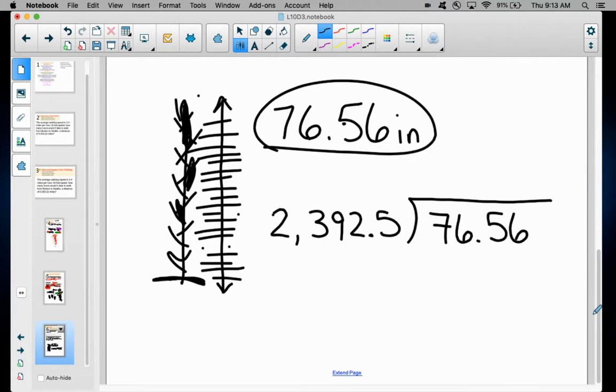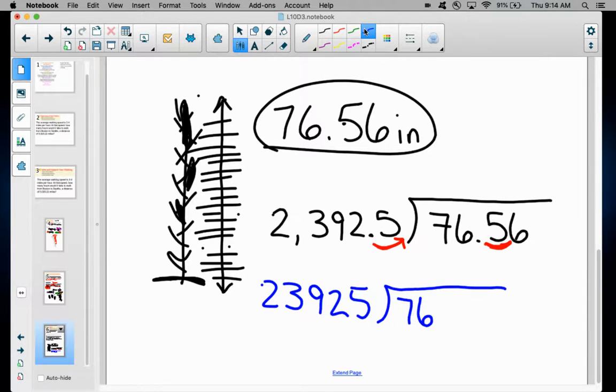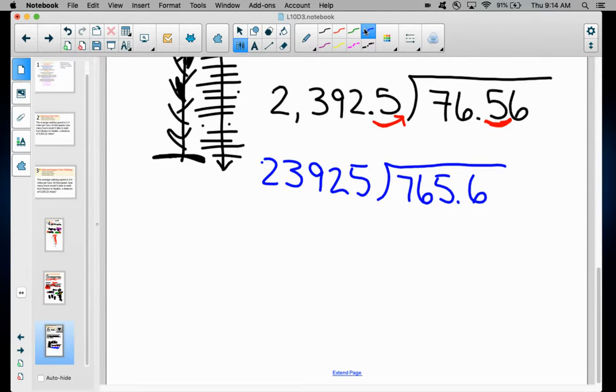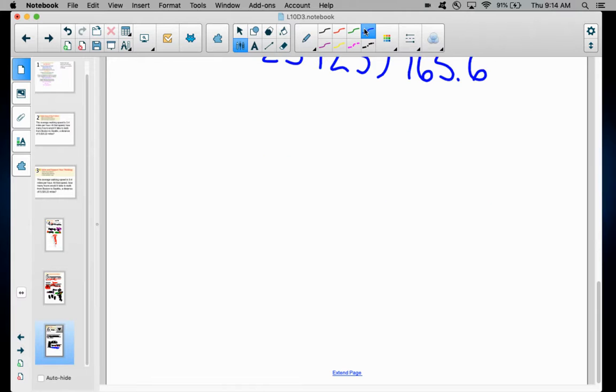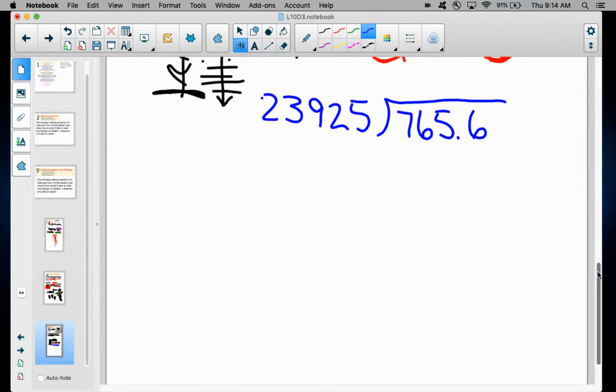Now, same deal though, we have to make sure that 2,000 is a whole number, and it's not. So we have to do that decimal moving trick. We only need to multiply by 10 to get there, which means we only multiply the dividend by 10. And so our new problem is going to be 23,925 being divided by 765 and 6/10. So let me extend this so that we can now do our new problem.